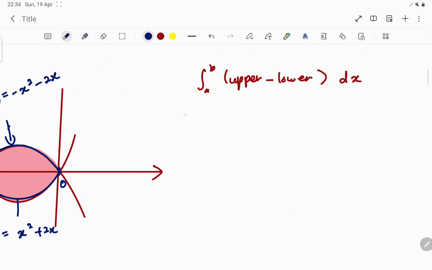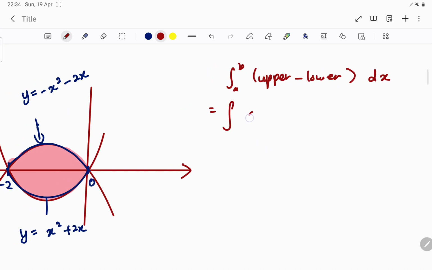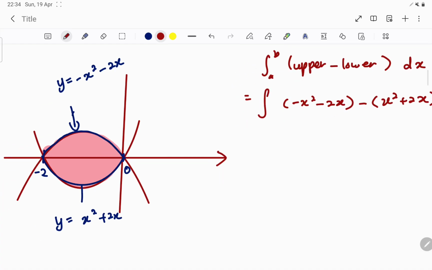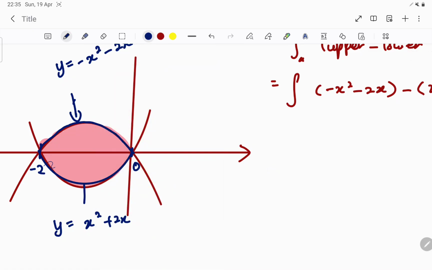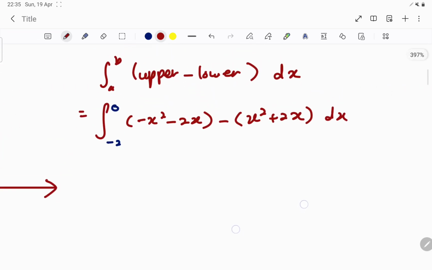Okay, now to solve this question, substitute upper, which is negative x square minus 2x just now, minus lower, which we have x square plus 2x dx, and then we will integrate from A to B. Where is A to B? Both of the intersections, starting from A, which is negative 2, to B, which is 0. So here you put negative 2 to 0.